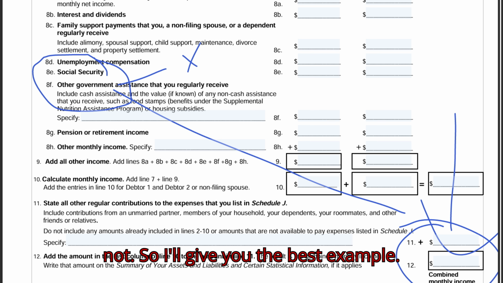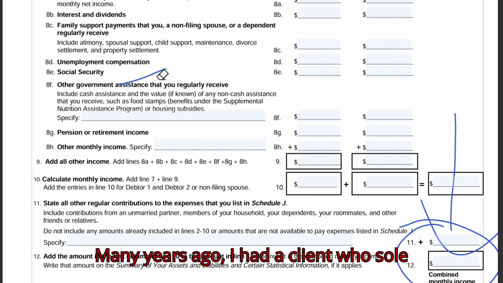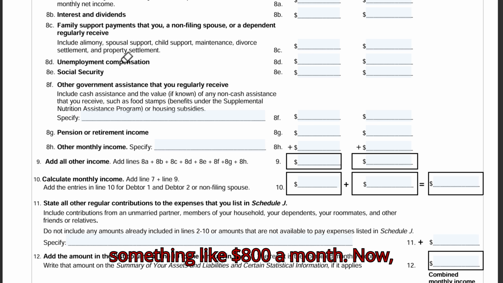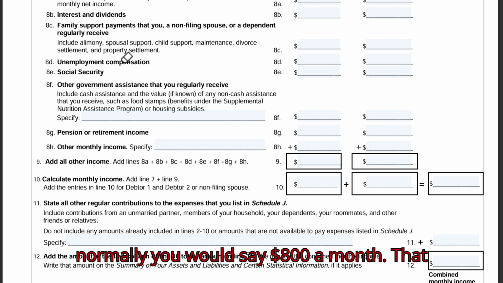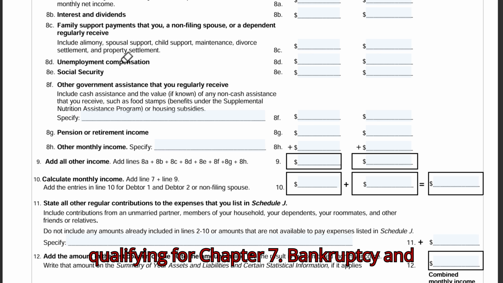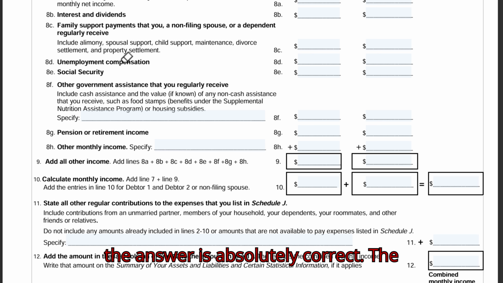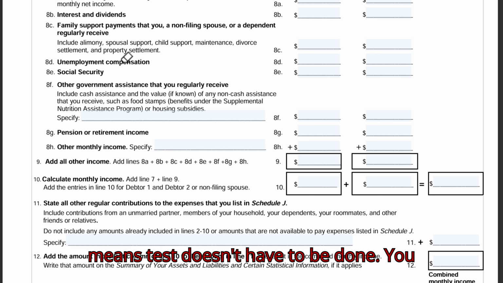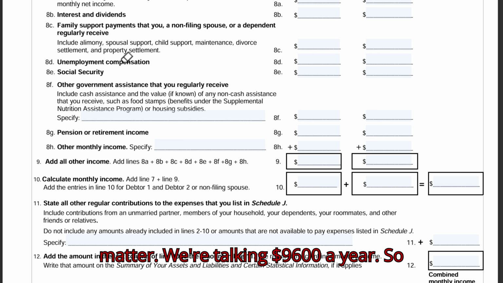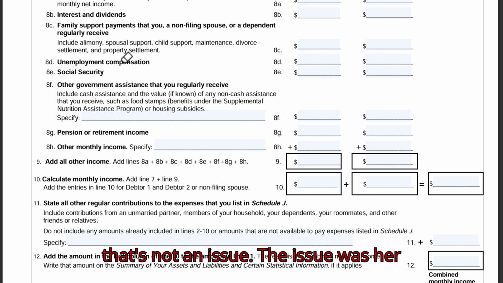So I'll give you the best example. Many years ago, I had a client whose sole source of income was Social Security, something like $800 a month. Now, normally you would say $800 a month, that person's not going to have any problems qualifying for Chapter 7 bankruptcy. And the answer is absolutely correct. The means test doesn't have to be done. It's income that's excluded. And if it was included, it doesn't matter. We're talking $9,600 a year. So that's not an issue. The issue was her expenses.